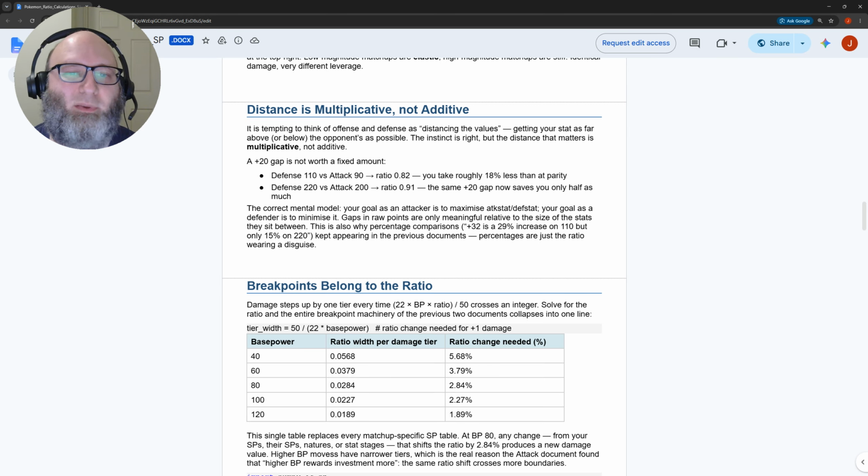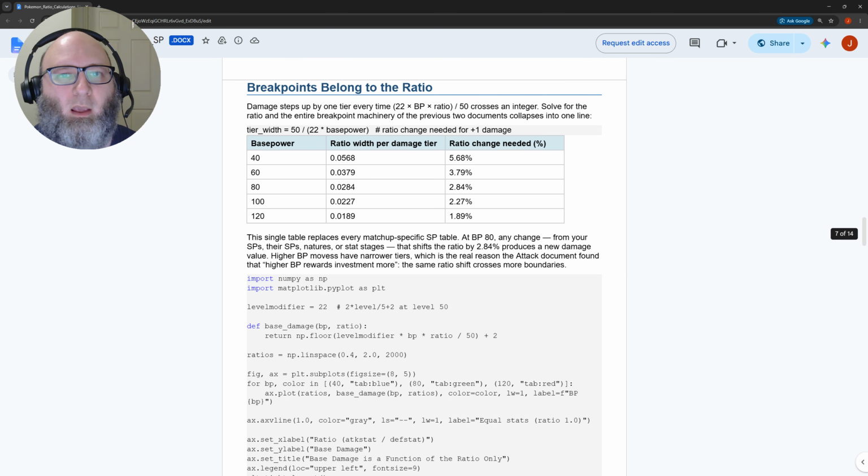This is also why percentage comparisons, plus 32 is a 29% increase on 110 but only 15% at 220, kept appearing in the previous documents, because the percentages are just the ratio wearing a disguise. Breakpoints belong to the ratio.